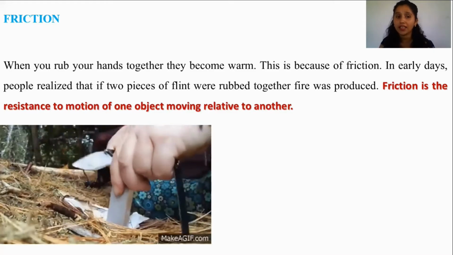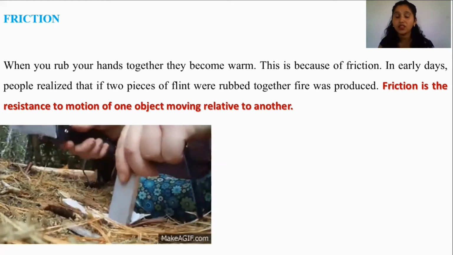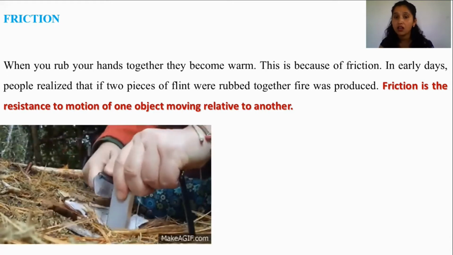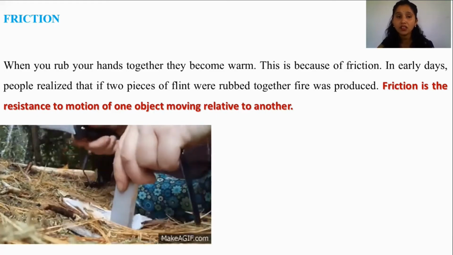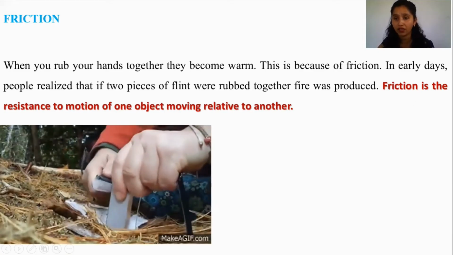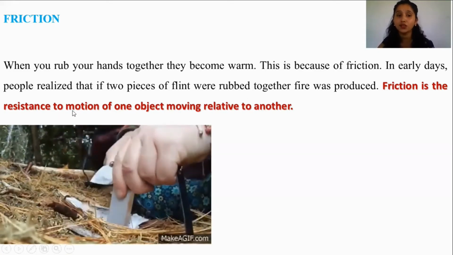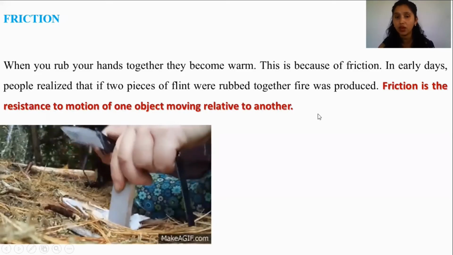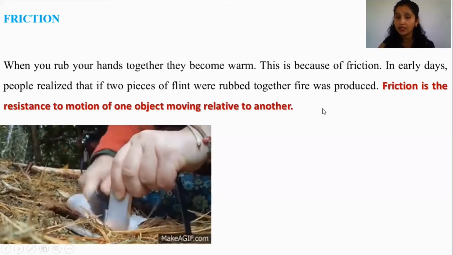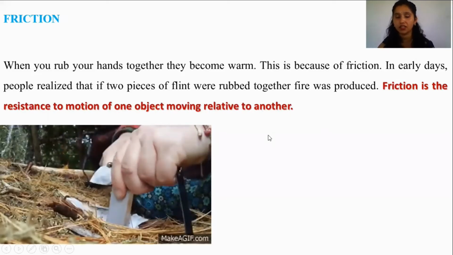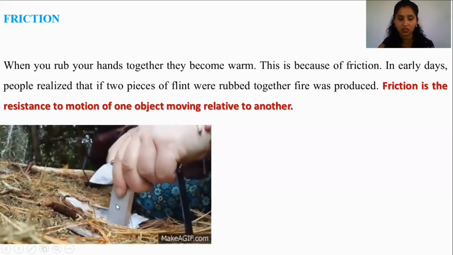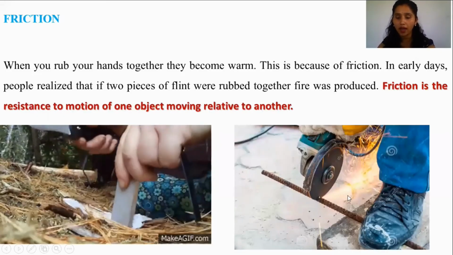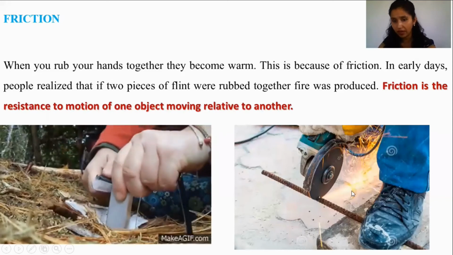In early days, people realized that if two pieces of flint, two pieces of stone, were rubbed together, fire was produced. So by friction, fire is also produced. And here you can see another definition of friction. Friction is the resistance to motion of one object moving relative to another. Simply you can understand it as the force between two opposing surfaces. Here you can see how fire is produced by the process of friction. And here also, while grinding iron, you can see the flame of fire coming out. This is because of friction.